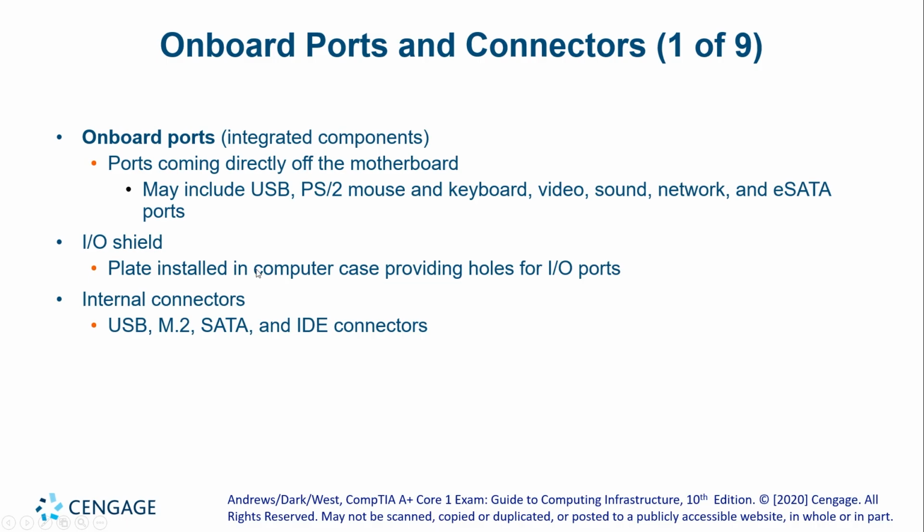IO shield, that's a plate installed in the case that provides holes in the back for input-output ports. That's where all the USB ports and network ports and things stick out the back. That's the aluminum that protects the rest of the case and keeps it from just being open in the back.